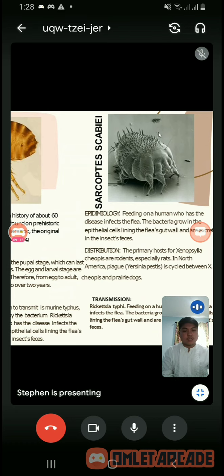So yung itlog niya, tumutubo din pala sa kanyang sariling dumi. The distribution, the primary host for Xenopsylla cheopis are rodents, so mga daga, especially rats. In North America, it is cycled between fleas and prairie dogs. So pag sinabi natin prairie dogs, ito yung mga asong gala. So the transmission is feeding on a human who has the disease infects the flea. So nakakahawa din pala ito.